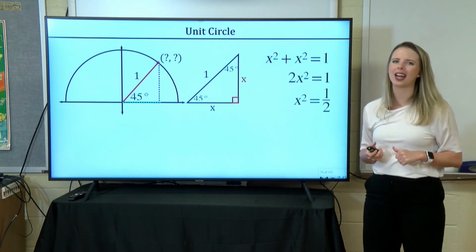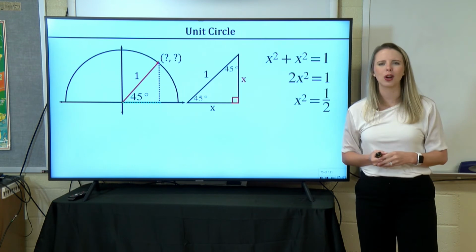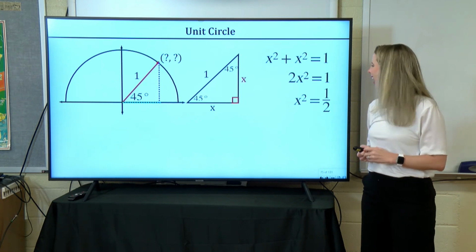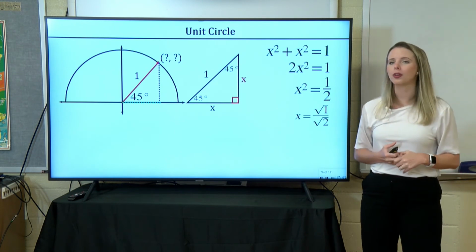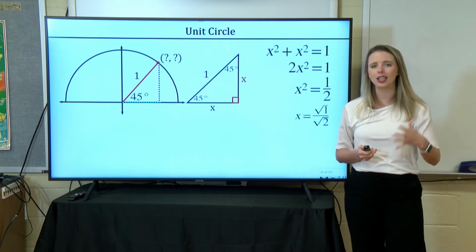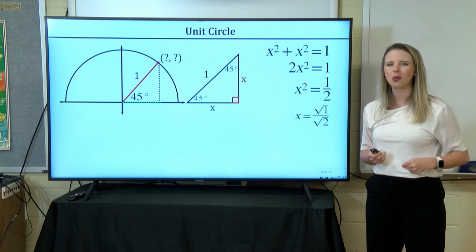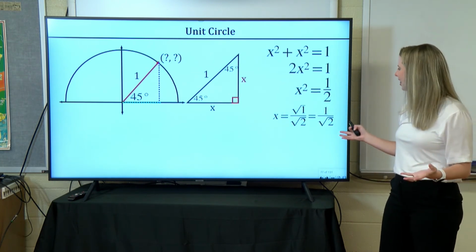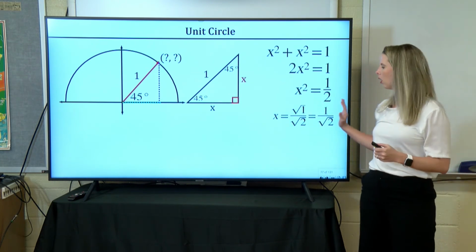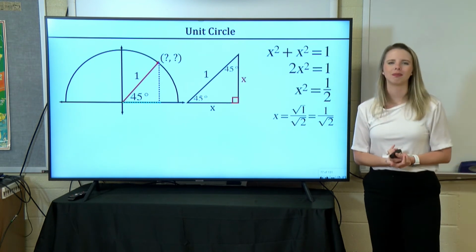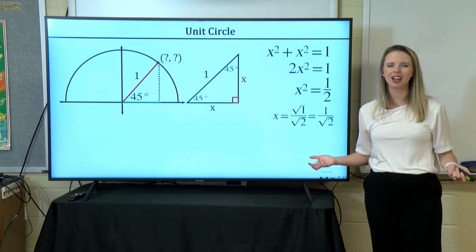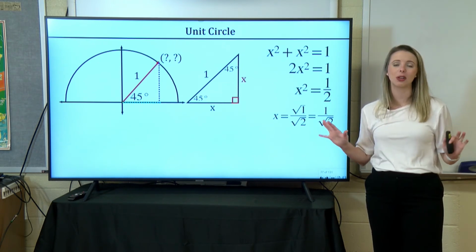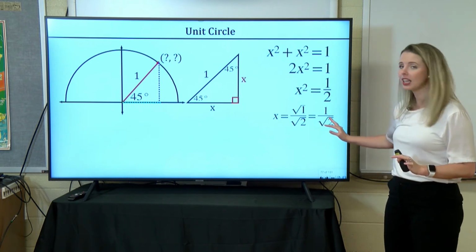x squared equals 1/2. Finally, I need to square root both sides, but I only need the positive square root. So I'm going to square root 1, and I'm going to square root 2. What is the square root of 1? 1. What is the square root of 2? The square root of 2. Why can that not be my answer? Because I have a square root in the denominator, right? And that is nasty. We do not like that. That is gross. So we need to fix it.